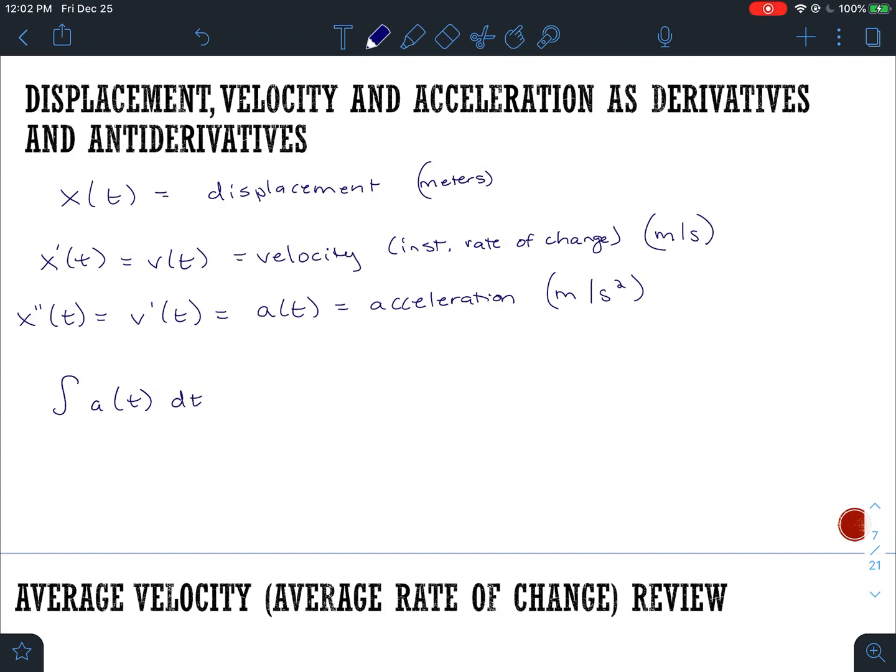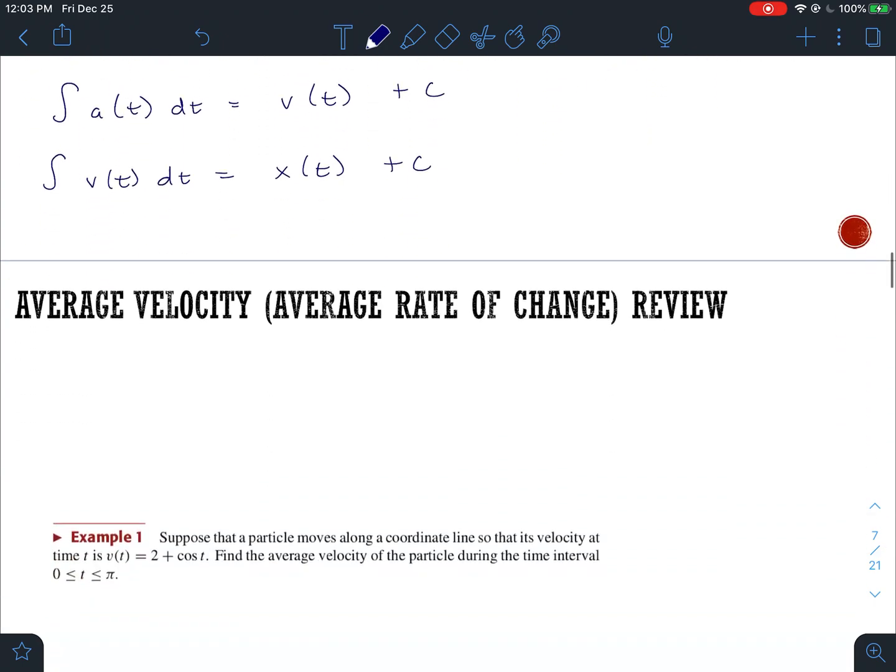So if you integrate acceleration, you get back to the velocity function plus some constant. So if you want to undo acceleration to get back to velocity, you integrate. If you integrate velocity, you get back to your displacement function plus some constant. And so that is the relationship between displacement, velocity, and acceleration as both derivatives and antiderivatives.